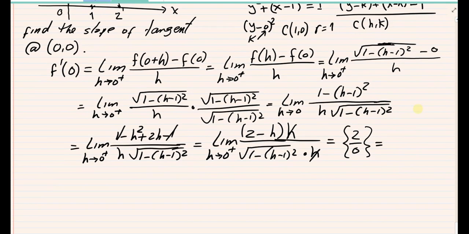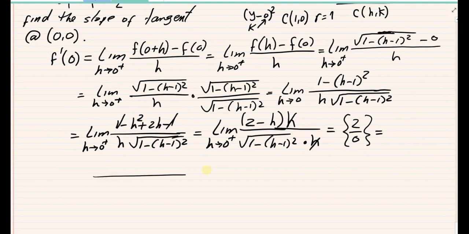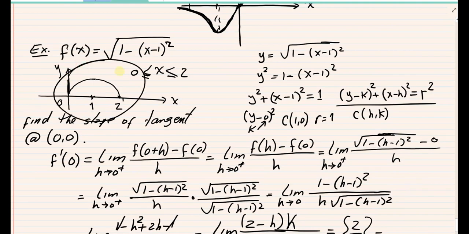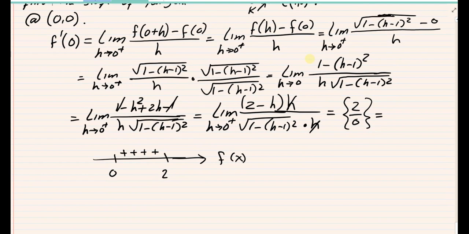And again, if you look at the sign chart here, this is 0, this is 2, and this is f of x. Between 0 and 2, the function is positive, right? You see this sits above the x-axis, so the function is positive. And because the function is positive, as you approach 0 from the right, it has to be positive infinity. So this shows that f actually has a vertical tangent.